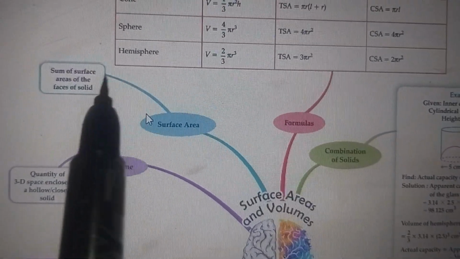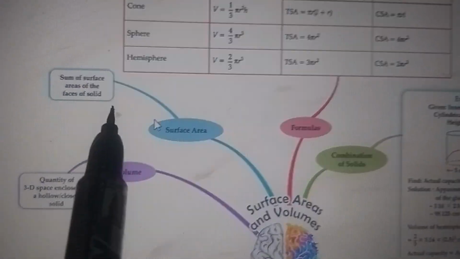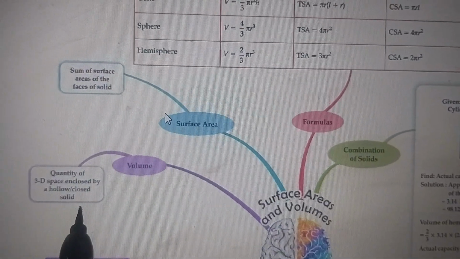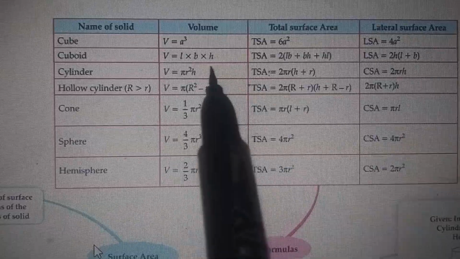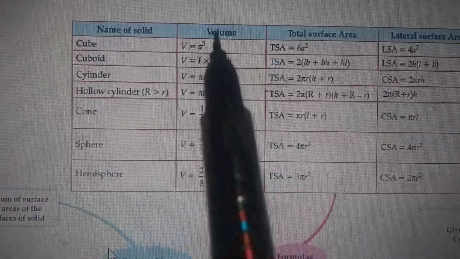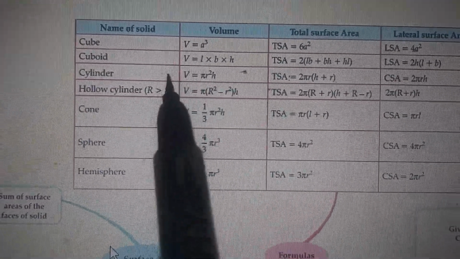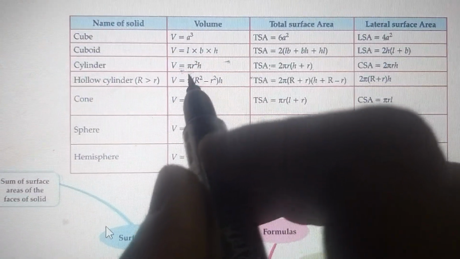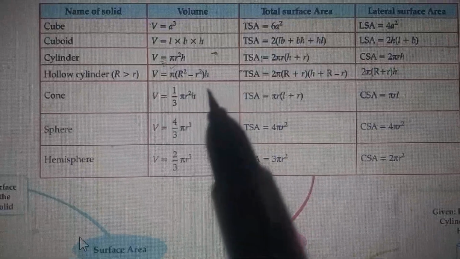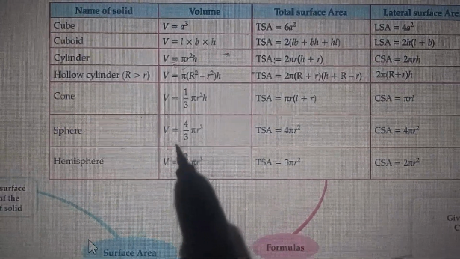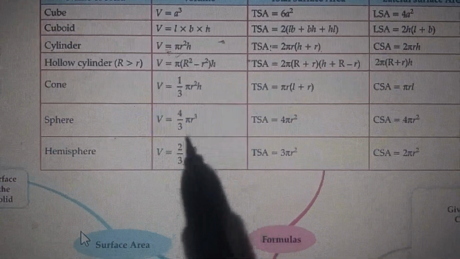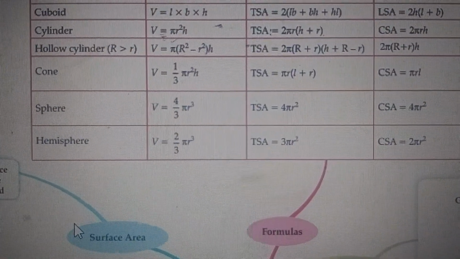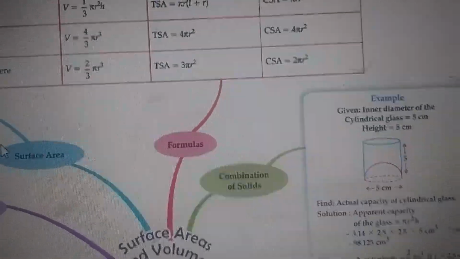Formula: surface area is the sum of the surface areas of the faces of a solid; volume is the quantity of a 3D shape enclosed by a closed solid. Formulas: for a cube, V equals a cube; V equals l b h is the cuboid; pi r square h is the cylinder; and pi into (R square minus small r square) into h is the hollow cylinder. Cone is 1 by 3 pi r square h, sphere is 4 by 3 pi r cube, hemisphere is 2 by 3 pi r cube. These are very important.